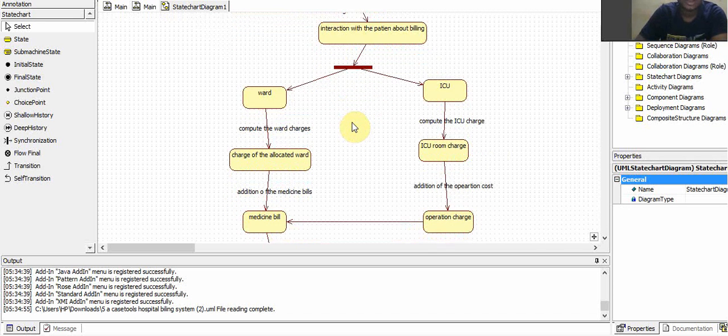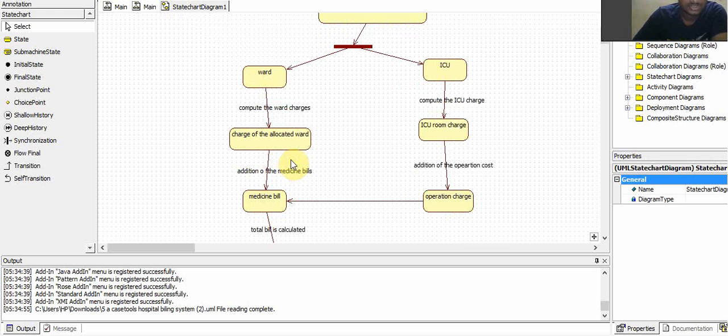If he is going to the ward, they will compute the ward charges and the charge of the allocated ward. Allocated ward means their bed number. Then addition of the medicine bills will be looked at here. A medicine bill will be added.